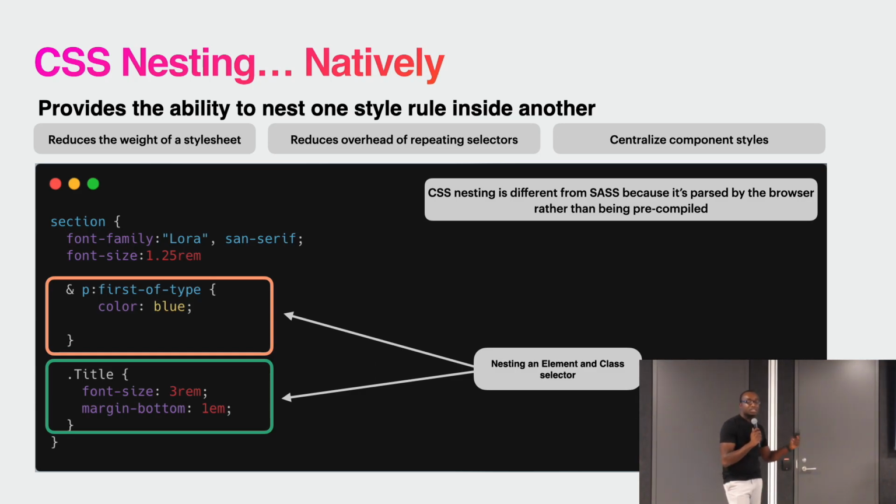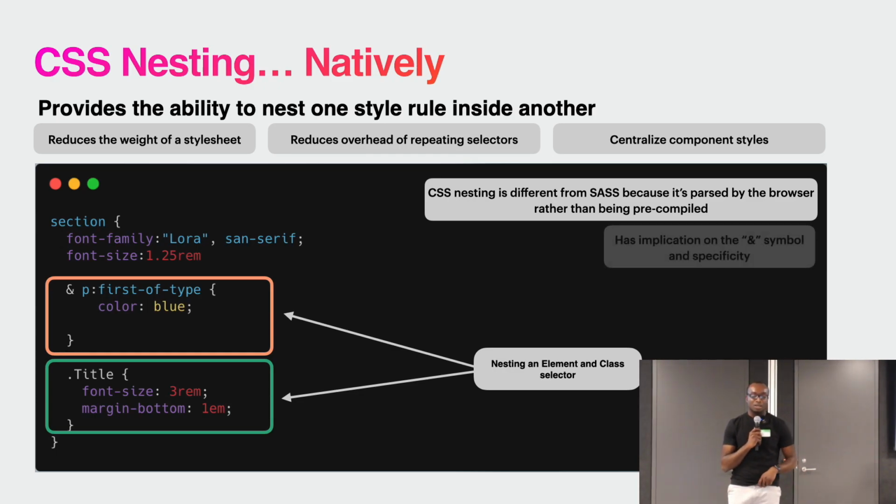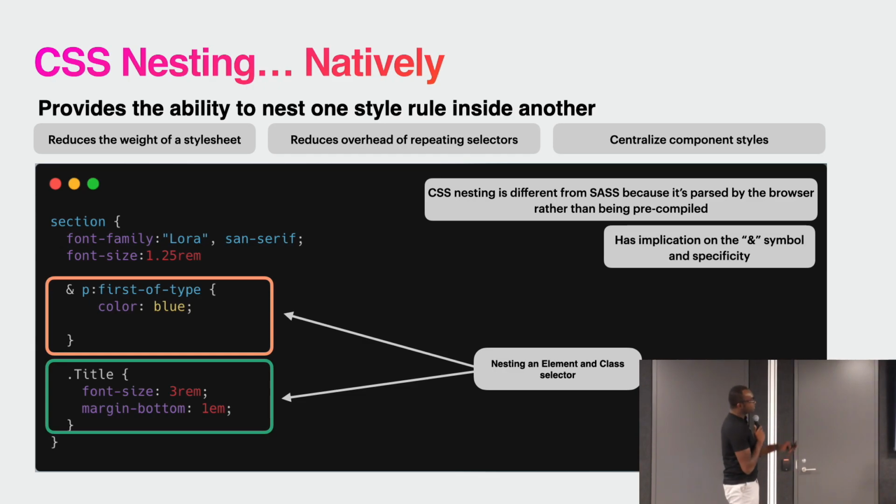And with CSS nesting, although it looks very similar to Sass, it's entirely different because in Sass, we're compiling directly into CSS, whereas with nesting natively within CSS itself, the browser is doing this parsing for us. So this has implications on this little ampersand symbol you see where we have the paragraph first of type, and it also has implications on specificity itself.